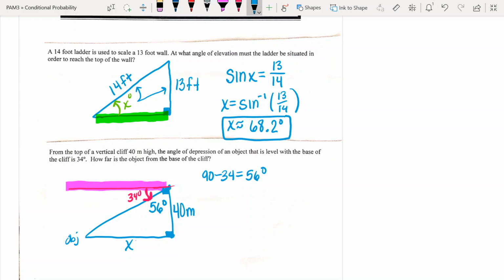Okay, so now we can figure out which trig function we have. Here we have 56. We're looking for the side opposite, and we have the side adjacent. Opposite, adjacent is tangent. So we're going to take tangent of 56 degrees is equal to opposite over adjacent. Opposite is x, adjacent is 40. All right, we're going to solve for x. We're going to multiply both sides by 40.